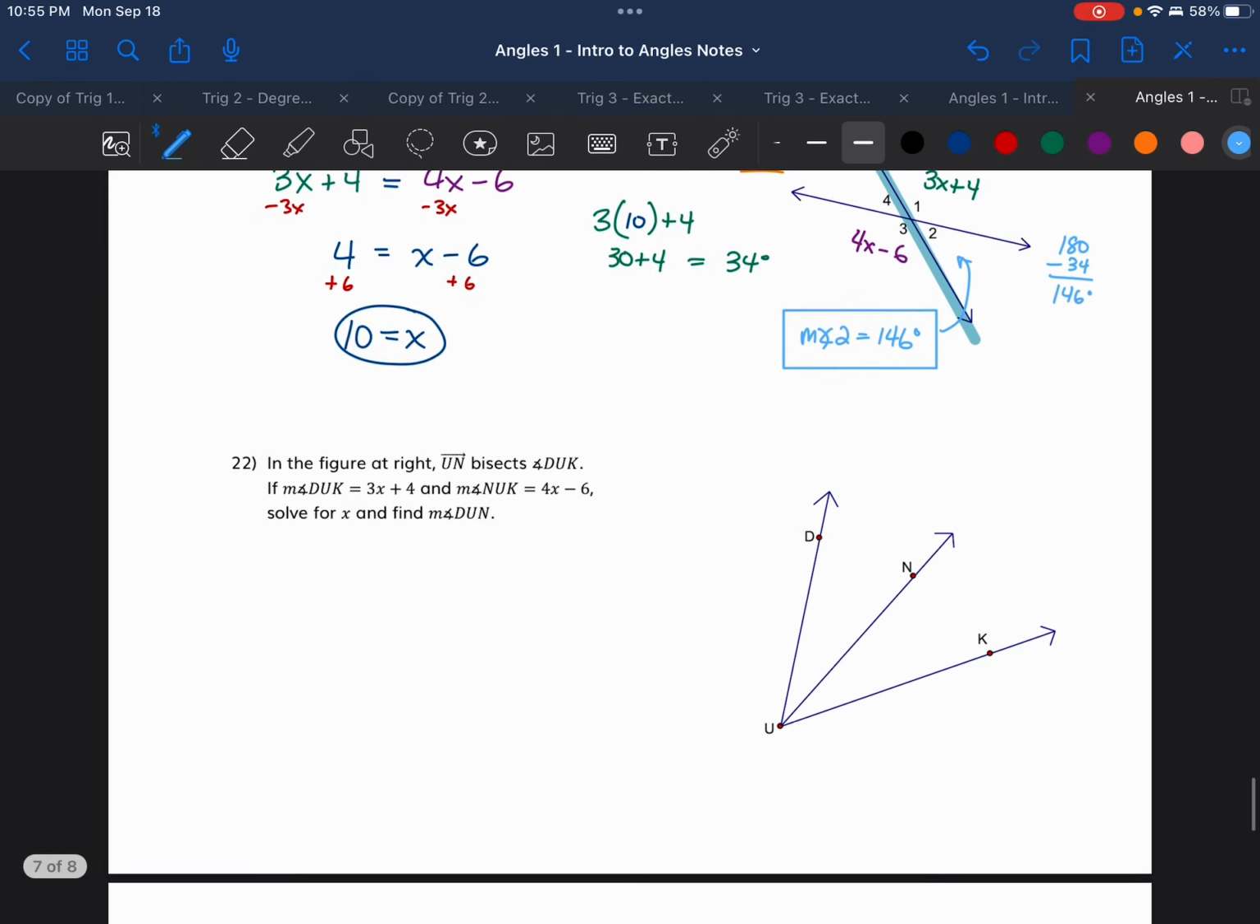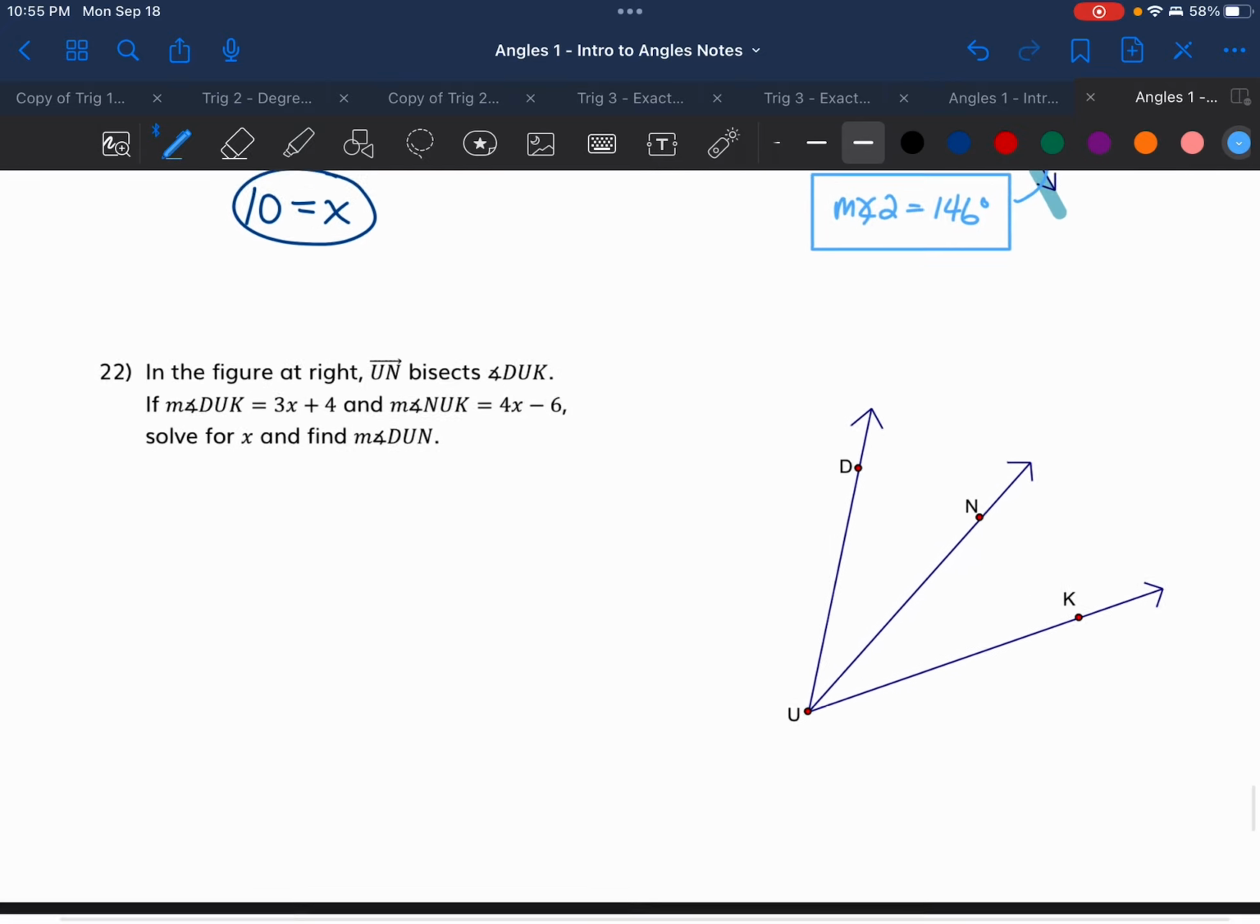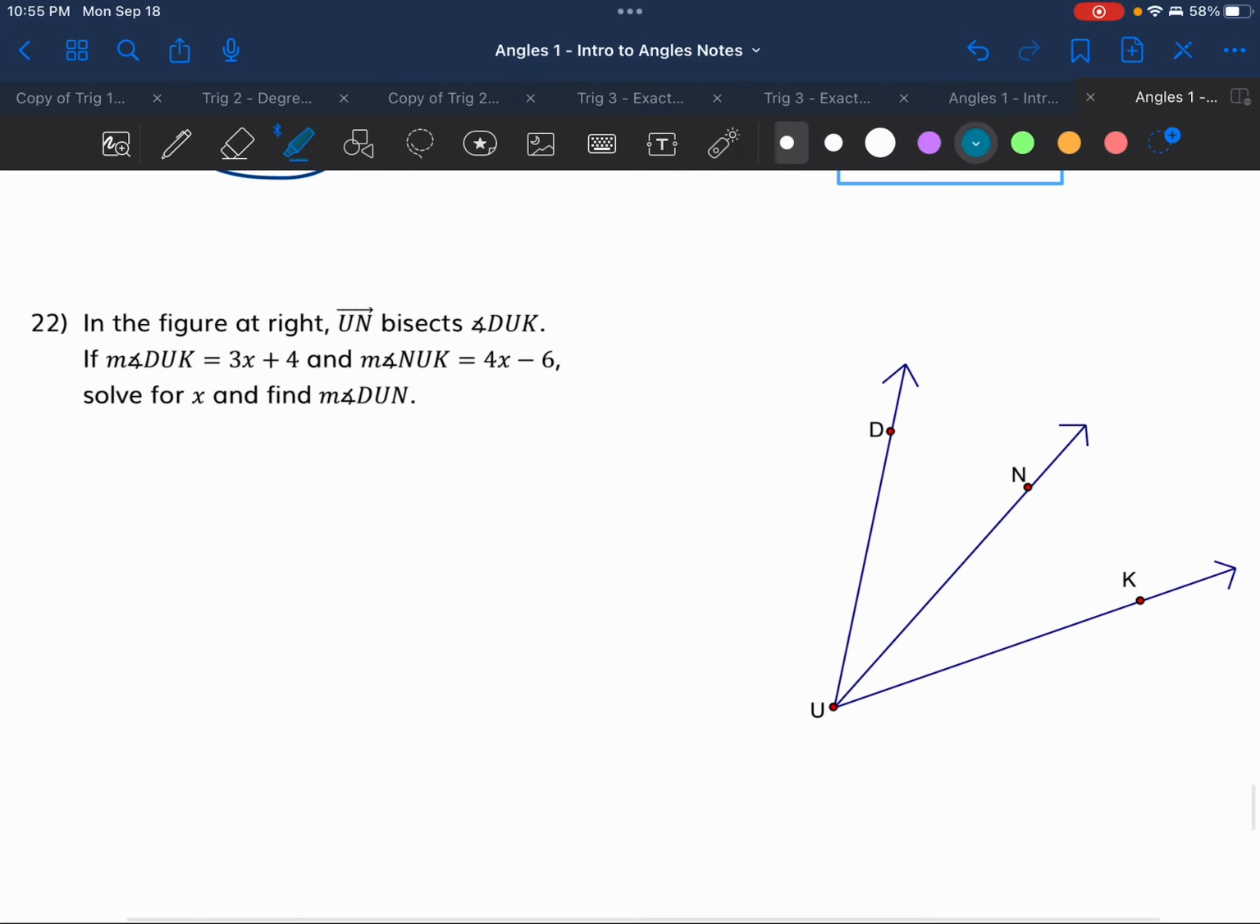And in question number 22, before you get to anything involving those x's, one more time, please pay attention to the directions that are given to you. In the figure at right, UN, this gray arrow that goes out from the vertex and just continues all the way out this way, bisects angle DUK. UN is an angle bisector. It does the cutting. It takes your angle and splits it into two equal parts.